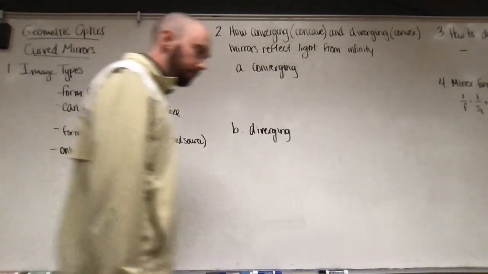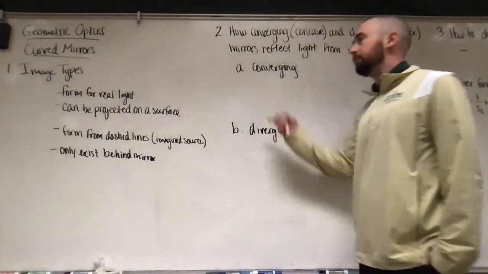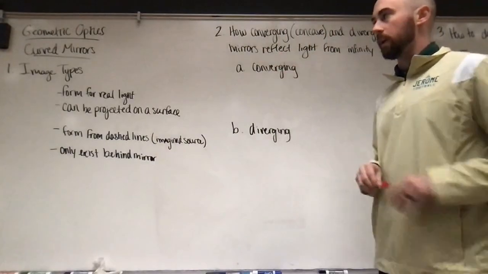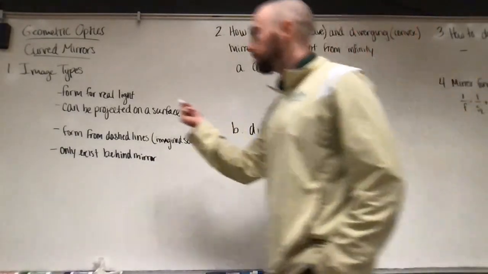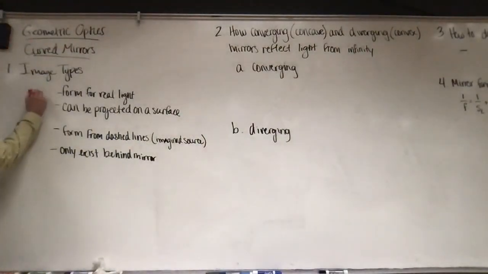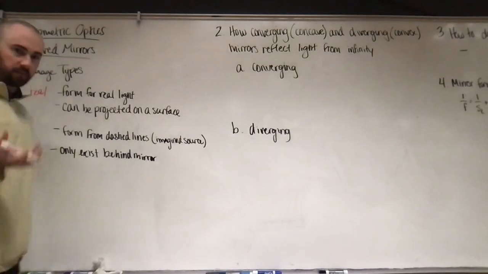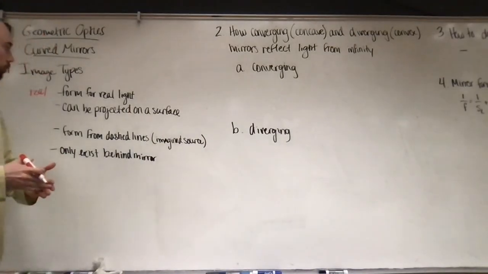All right, now we're getting into geometric optics. Let's talk about images. So we have two different types of images, and you should have seen it already, some in the labs that we've done. The first one is a real image. And with a real image, it actually forms where light rays cross.